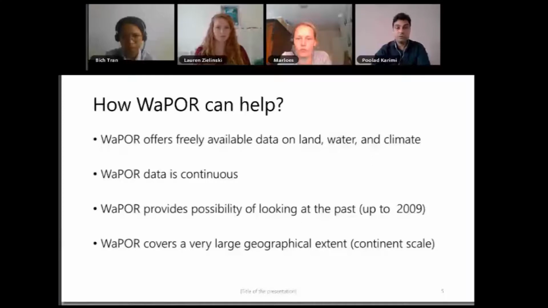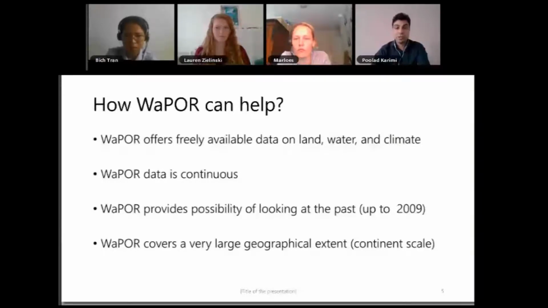So speaking to one of the issues that was about the budget and the time that it needs to collect that data, WaPOR offers continuous data. Data comes at decadal, seasonal, and annual scales, and then you can continuously keep monitoring the situation. It can provide a glimpse of the past. The data goes back to 2009.